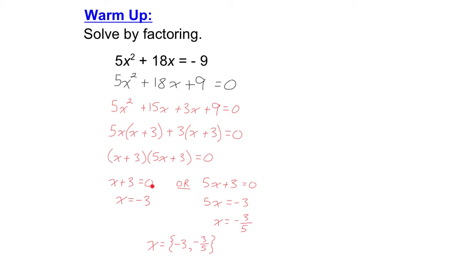If x plus 3 equals 0, then x equals minus 3. If 5x plus 3 equals 0, then x equals negative 3 over 5. So the final answer to solve this equation, x is equal to either negative 3 or negative 3 over 5, that whole set.